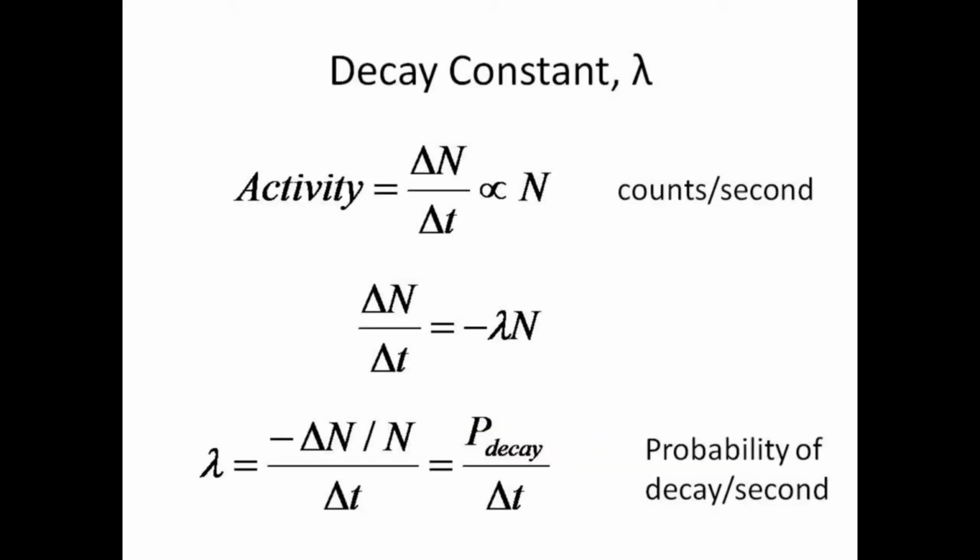The activity is what we will actually measure using a Geiger counter. Activity is defined as the rate of decay, delta n over delta t, in counts per second. Now it so happens that the rate of decay is proportional to the number of radioactive nuclei present in the sample, with the constant of proportionality being the decay constant, lambda. The negative in the proportion just indicates that the numbers are dwindling rather than growing. If the likelihood of a given nucleus decaying in a given second is small, then lambda represents the probability of that nucleus undergoing a decay each second.